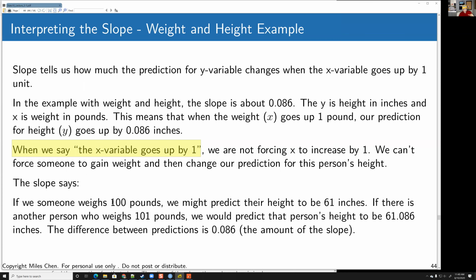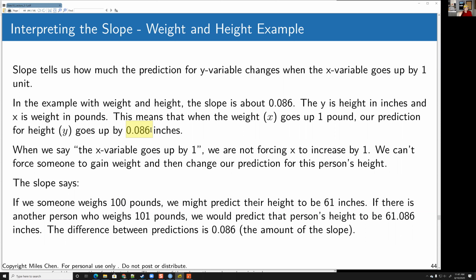if there's one person who weighs 100 pounds, we might predict their height is 61 inches. And if there's another person who weighs 101 pounds, we would predict that person's height to be 61.086 inches. The difference between their predictions is 0.086. So if you're comparing one person to another, and the difference between them is 1 unit of x, in this case 1 pound, 100 pounds to 101 pounds, our predictions for their height will differ by the amount of the slope, 0.086 inches.